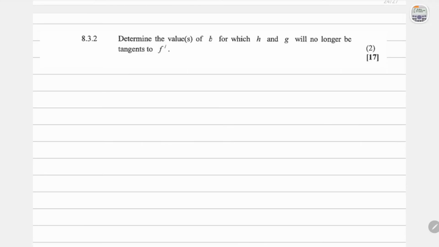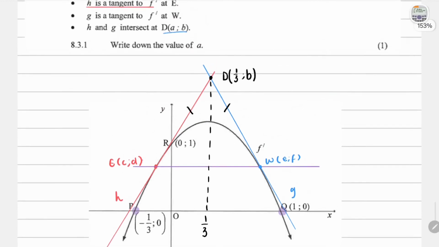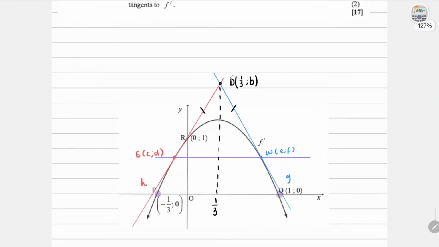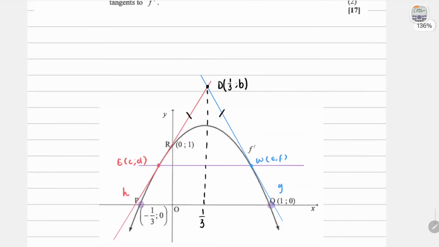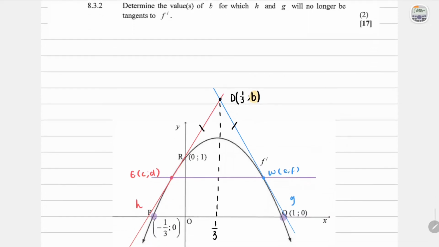Question 8.3.2 says, determine the value or values of B for which H and G will no longer be tangents to F prime. Okay, let's get this graph down so we can look at this. Currently these two graphs, H and G, are tangents to this parabola. But we need to ensure that there are no more tangents by telling them what the value of b should be for this to happen.